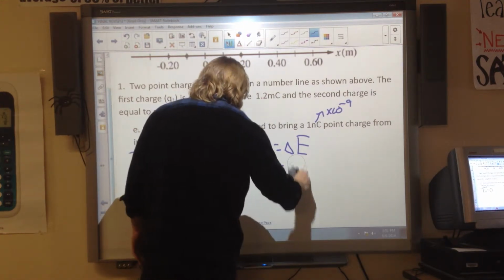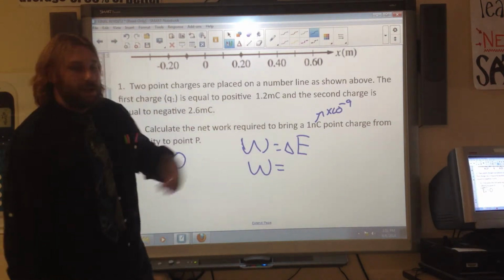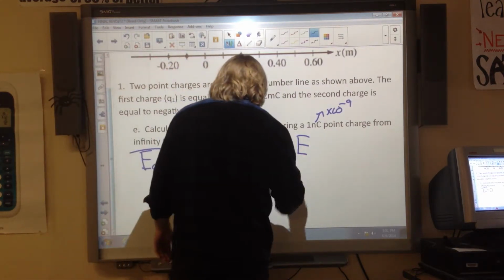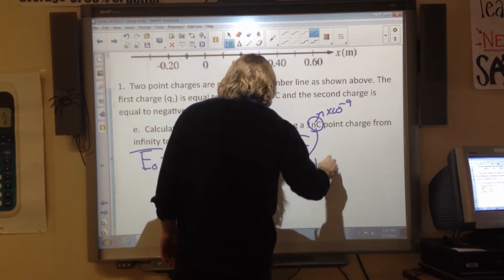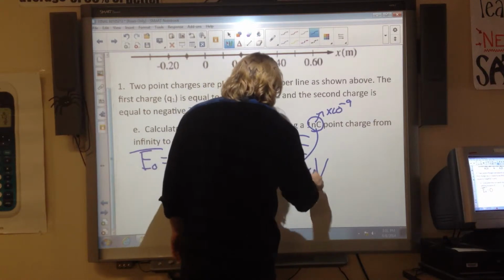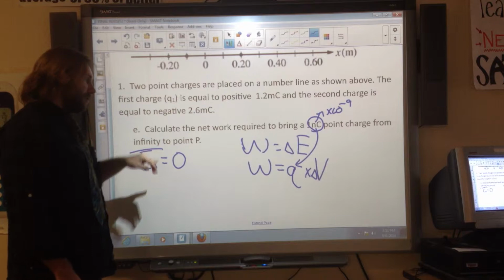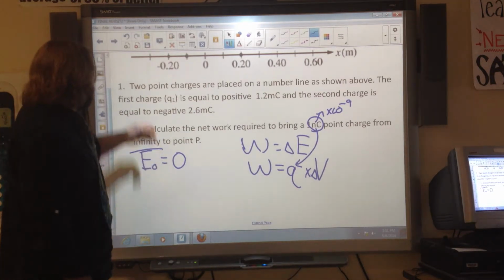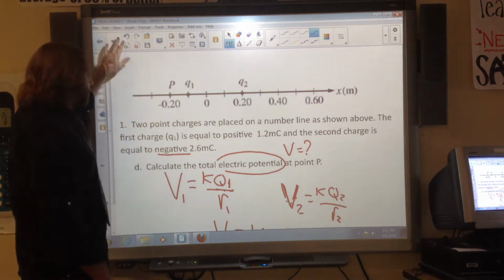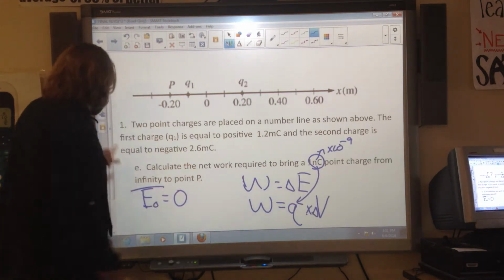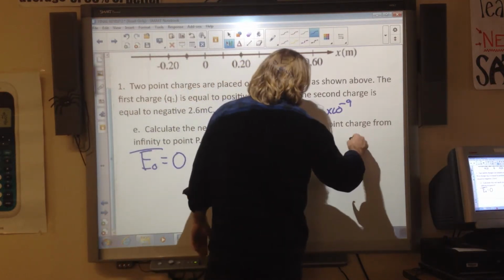Well, instead of energy, we have the potential. The potential is related to the energy just by the charge that you're moving. So work equals q, the charge moving, times delta V, your change in V. You started out with no energy, started out with no voltage. Your change in V will be whatever you got in part D, because that's at point P. And you get your work. And that's your answer. Remember, work is going to be measured in joules.